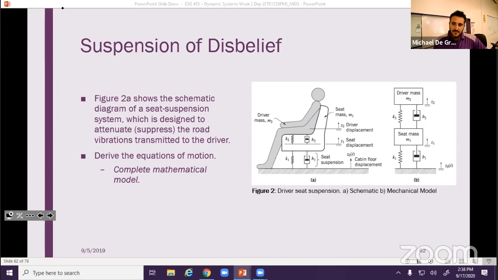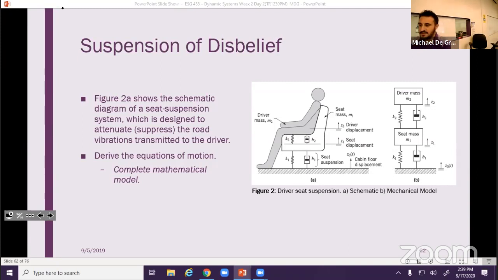So we want to derive the equations of motion for this particular system, right? And we see there's the driver who's got mass m2, or shoot, we've got the seat, it's got mass m1. We've got the floor of the cabin, and you'll see that that has a displacement that they're calling z0 of t. The seat itself has its own displacement, and the driver has its own displacement.